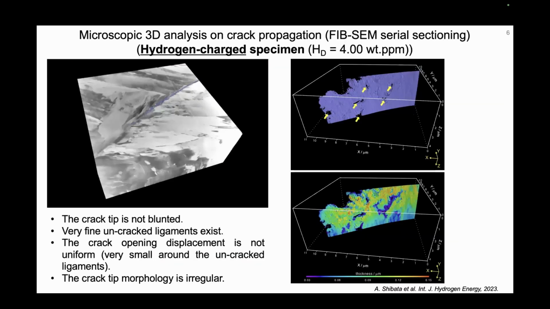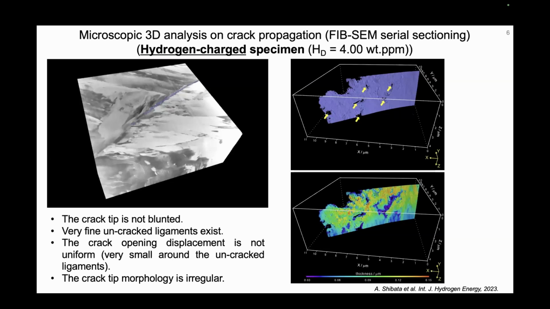Okay, next I show the microscopic 3D analysis result by FIB-SEM serial sectioning. Unfortunately, this movie doesn't work, but this movie is very great, but unfortunately, this doesn't work. So from these results, we can know that the crack tip is not blunted. And yellow arrows indicate the position of the uncracked ligament. So very fine nanometer scale uncracked ligament exists.